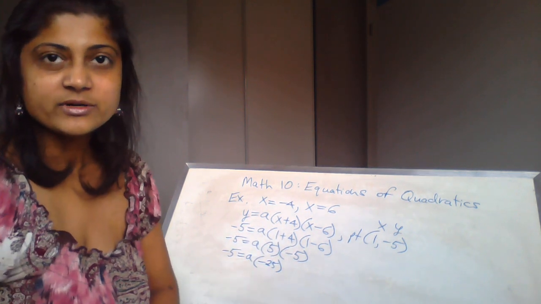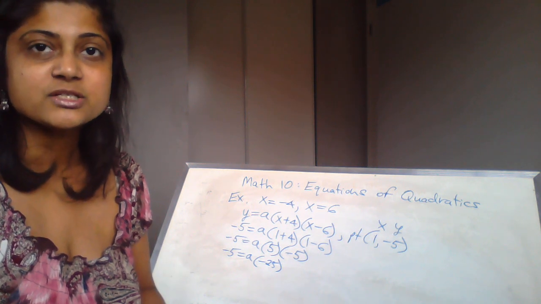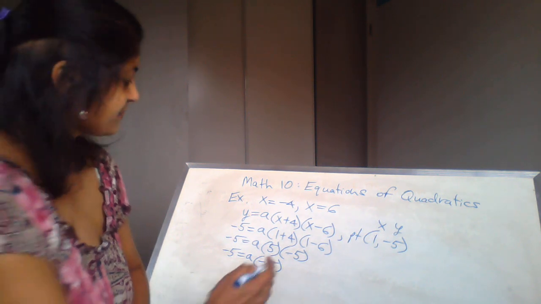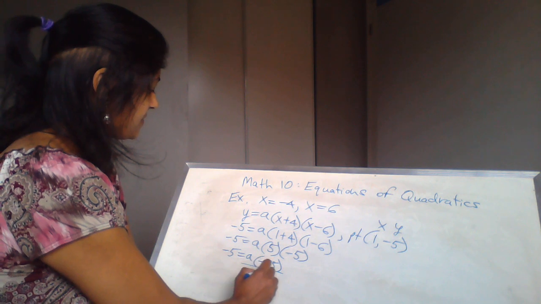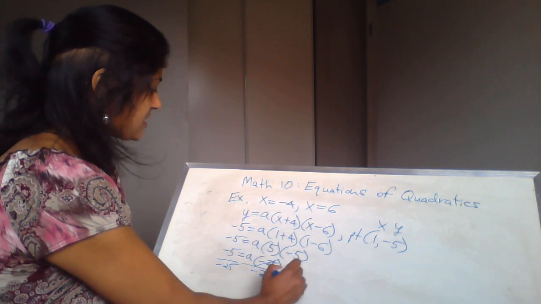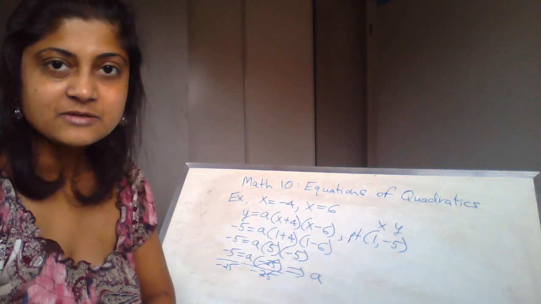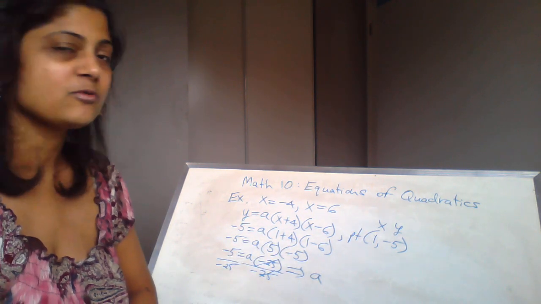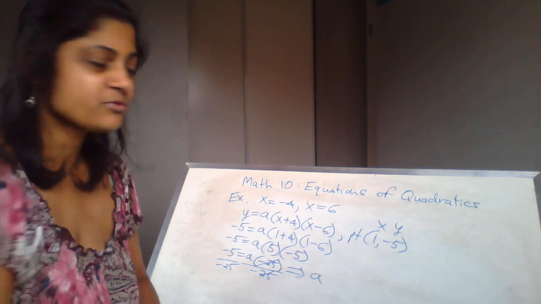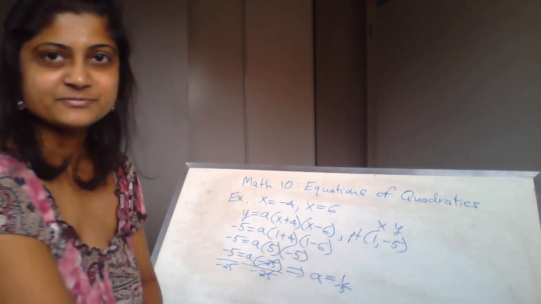Again, don't worry if the value for a is a fraction. You could just leave it as a fraction, but make sure you do simplify it. So in this case, I'm going to divide by negative 25 on both sides, so it cancels out. On the left side here, I have negative 5 over negative 25. We're going to reduce that. The value for a is positive 1 over 5.